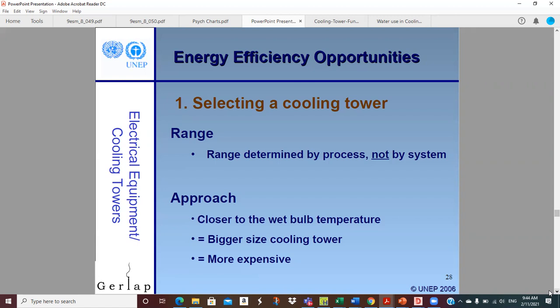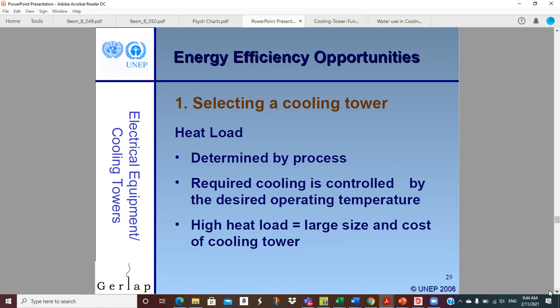is more expensive. So, when you design these things, you have all these optimizations where you have to look at, okay, how much am I going to spend on the cooling tower versus how is that going to affect my operational cost year in, year out? Because that bigger tower will have a smaller fan on it.